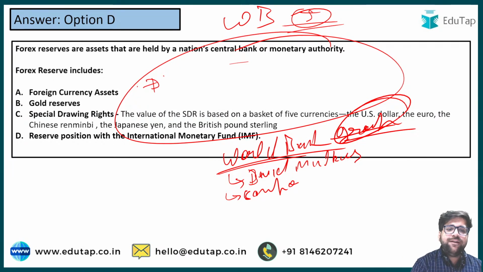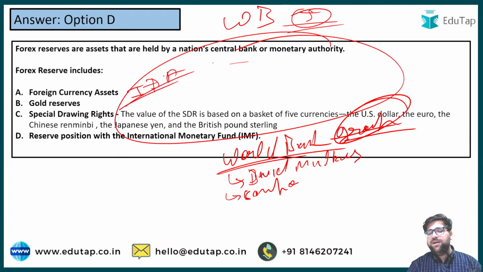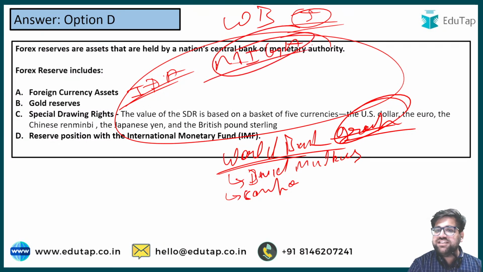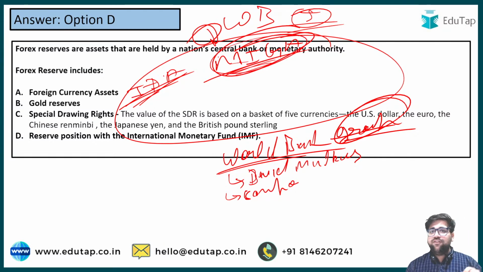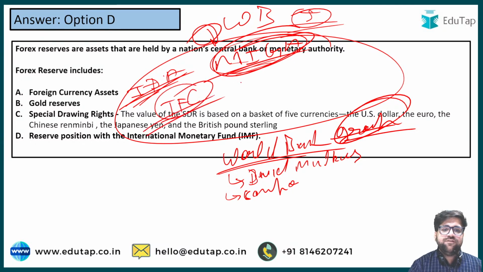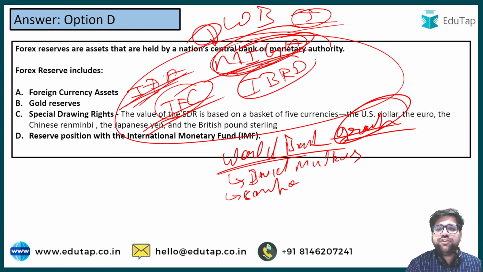The first is IDA, International Development Association. The second is MIGA, Multilateral Investment Guarantee Agency. I hope you know about the current chairman of this institution. Recently an Indian origin person has been appointed to MIGA, so let me know the name of that person in the comment box below. The third is IFC, International Finance Corporation, which is very famous for masala bonds. Then there is IBRD, the International Bank for Reconstruction and Development.